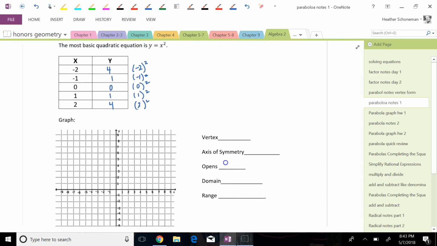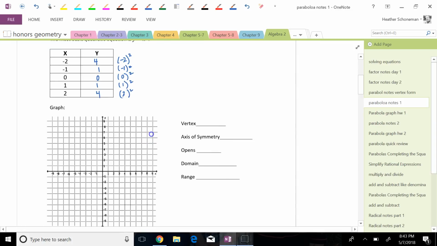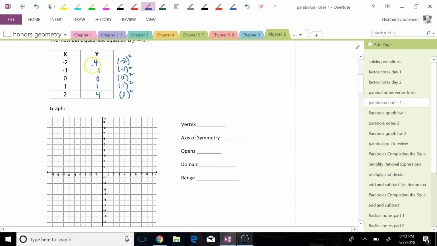So now we're going to take these and graph them as ordered pairs. First we're going to plot the points (-2, 4), (-1, 1), (0, 0), and so forth and so on. Okay, so if we plot these 5 points, it'll look something like that. And so if we connect the dots, this gives us our most basic parabola.